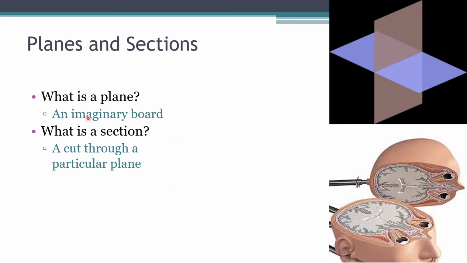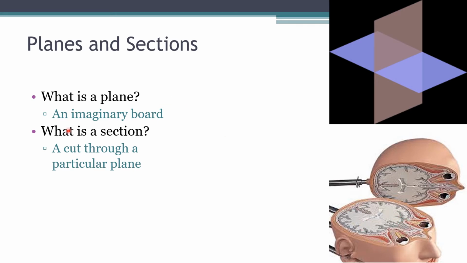All right, so let's define what planes and sections are. A plane, an anatomical plane, is an imaginary board that passes through the body. So you can see it's like two planes here: an imaginary horizontal board and an imaginary vertical board, right? These are planes, and I can take these planes and pass them through the human body.